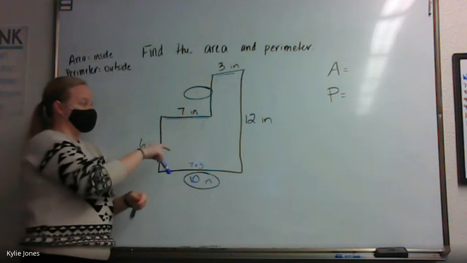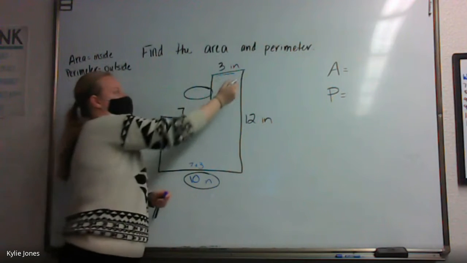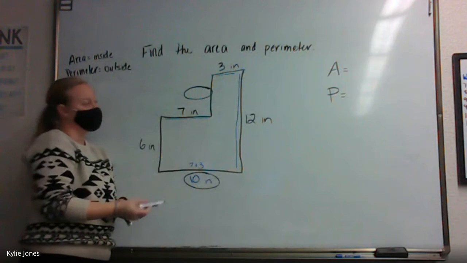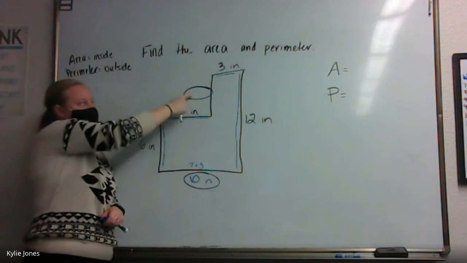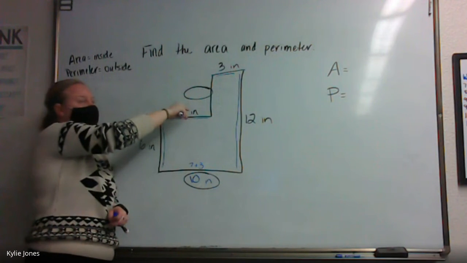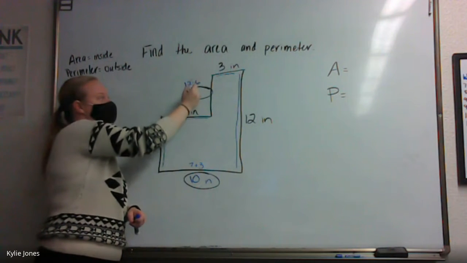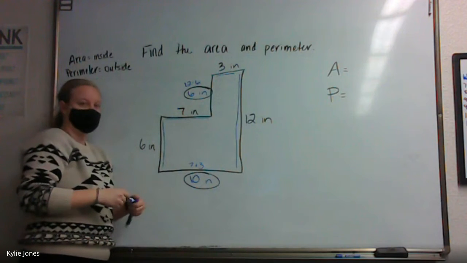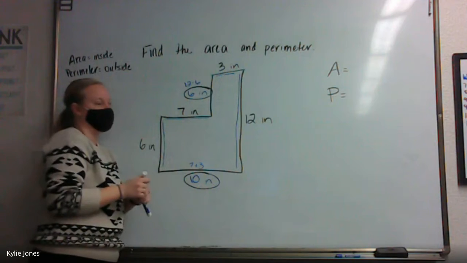Now we need to figure out this side length right here. We already know how long that one is. And we know how long this one is. So how do I figure out what's left over? Subtract 6 from 12. Good. 12 minus 6 is 6 inches on that one. Good. So to find the perimeter, now what do I need to do with all of this?